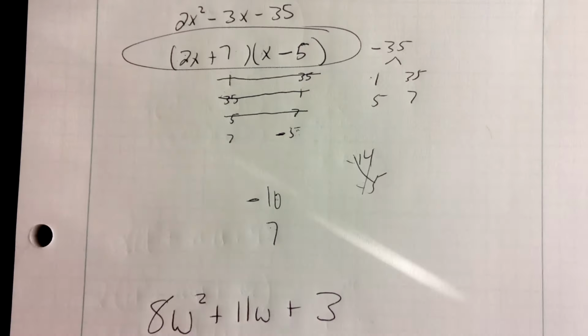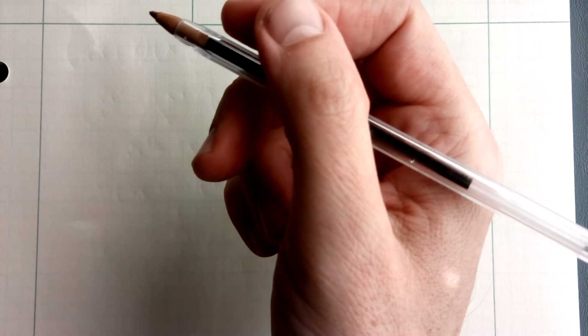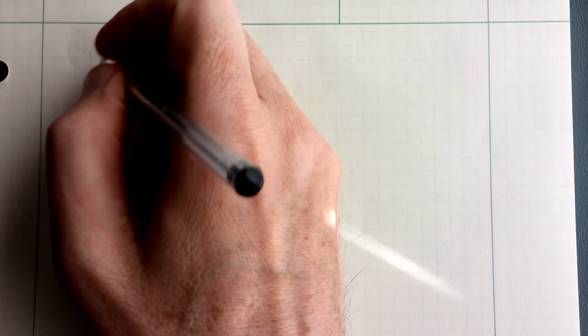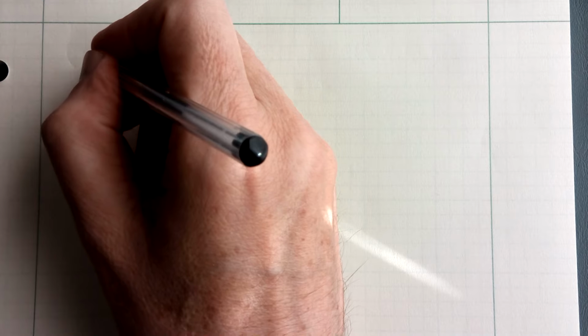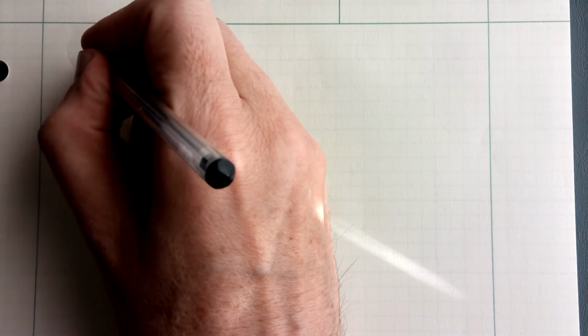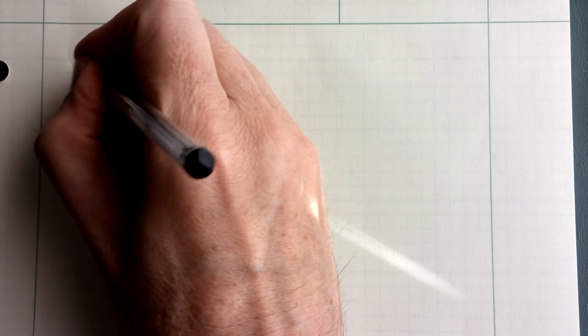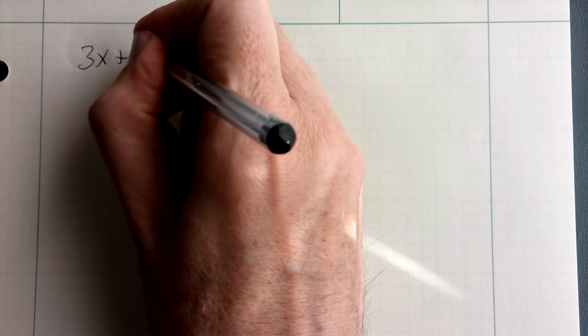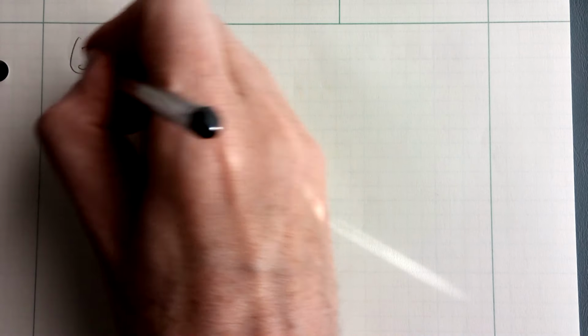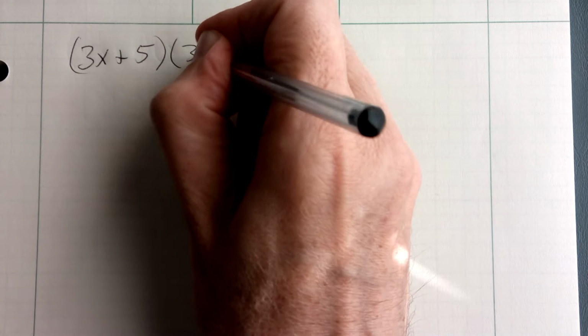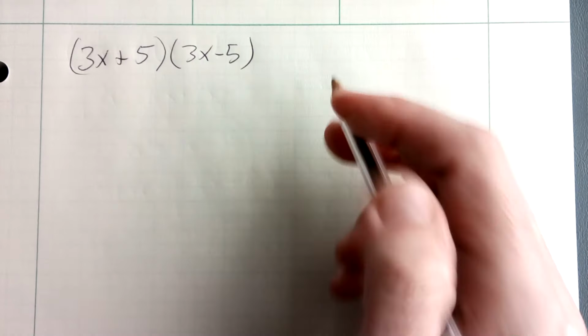Okay, one last scenario, and then I'll let you get to work. The one last scenario is sometimes you're given what's called a perfect square. I guess you could call it a perfect square, but what I mean by, well, it's actually the difference of two squares. If I gave you something like 3x plus 5 times 3x minus 5, let's FOIL this together.